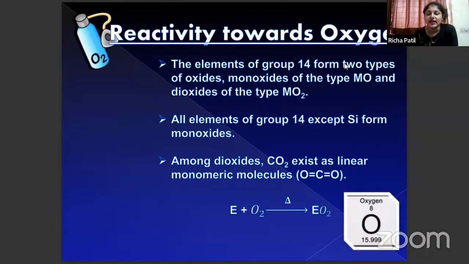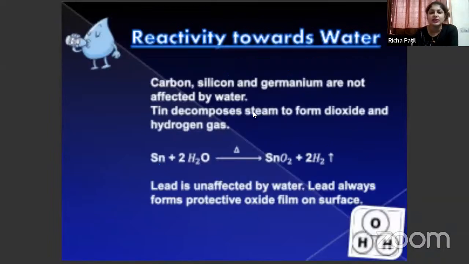So we'll see some of the reactions of the group 14 elements. Here you can see group 14 forms two types of oxide. They form monoxide as well as dioxides. All elements of group 14 except silicon form monoxide. Dioxide, so CO2, exists as a linear monomeric compound. E here is any element from this particular group 14. When it reacts with O2 molecule and heat, it gives you a dioxide.